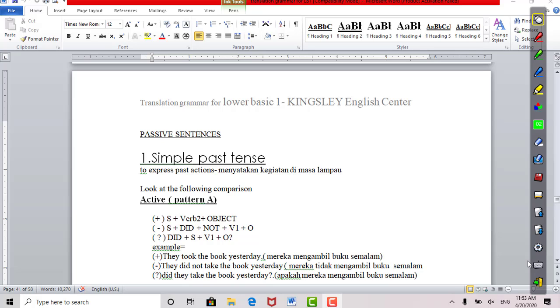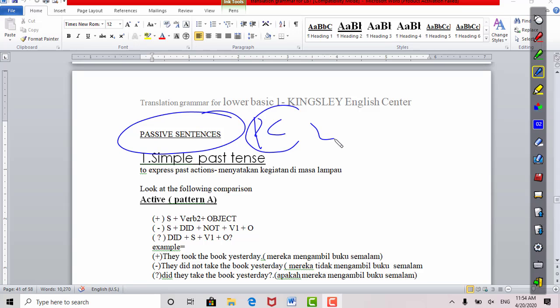Today I will give you the materials about simple past tense pattern C, or we talk about passive sentences. If we talk about passive sentences, this one should be pattern C. So we will talk about pattern C today. Simple past tense is something that you did in the past, alright? Sesuatu yang kamu kerjakan di masa lampau, simple past.